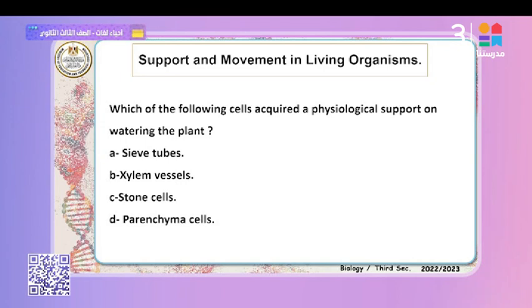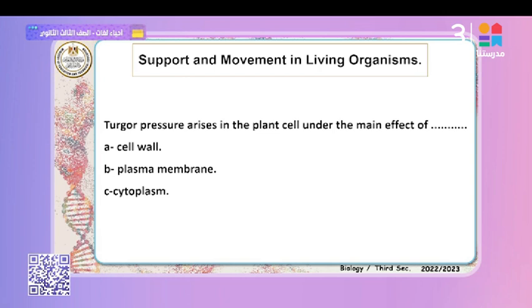Okay, please follow me and focus on these questions. Which of the following cells acquires physiological support on watering the plant? A, sieve tube, this is considered non-living cells. Xylem vessels, non-living cells. Stone cells, non-living cells. Parenchyma cells are living cells depending on physiological support. So the best answer is D, parenchyma cells. That's right.